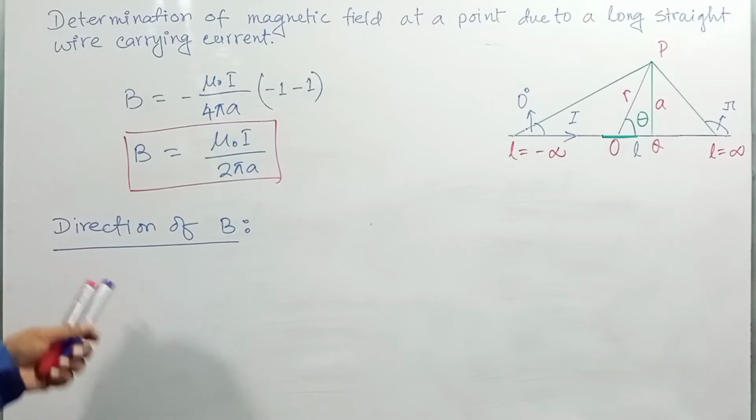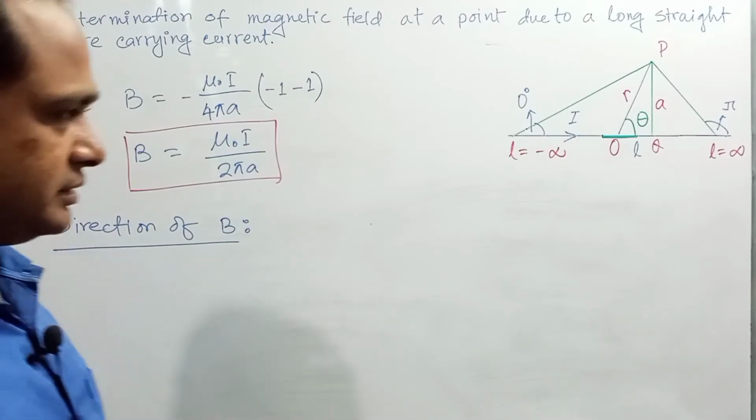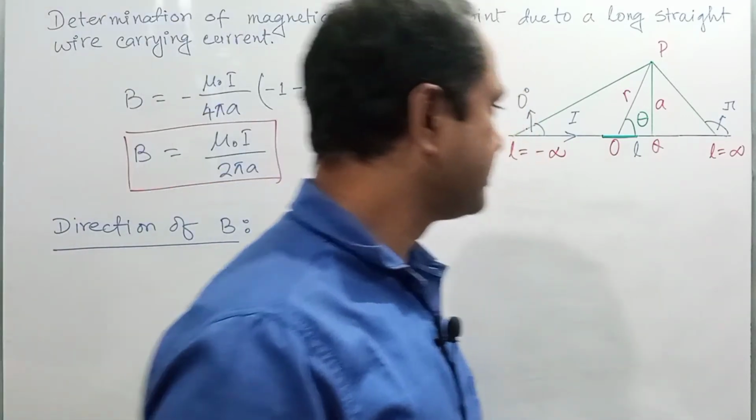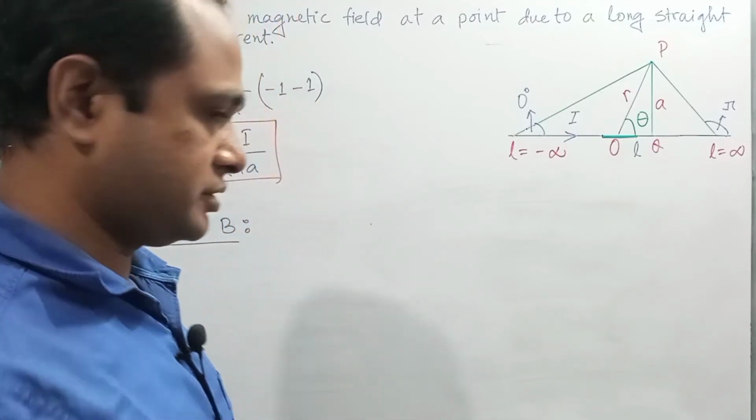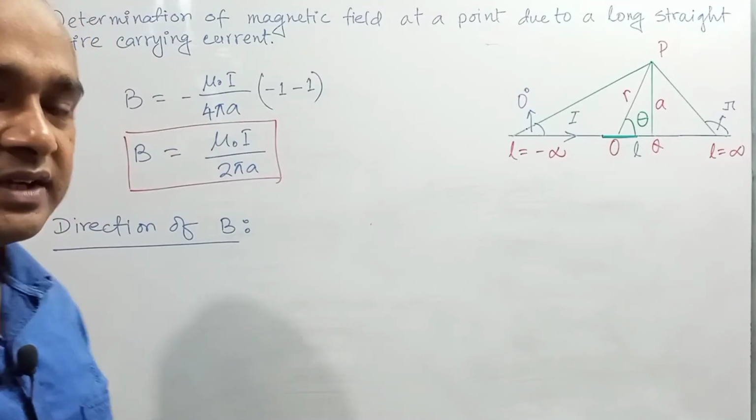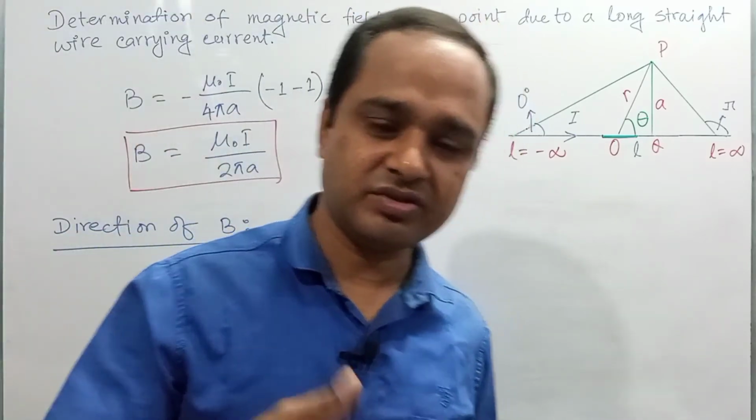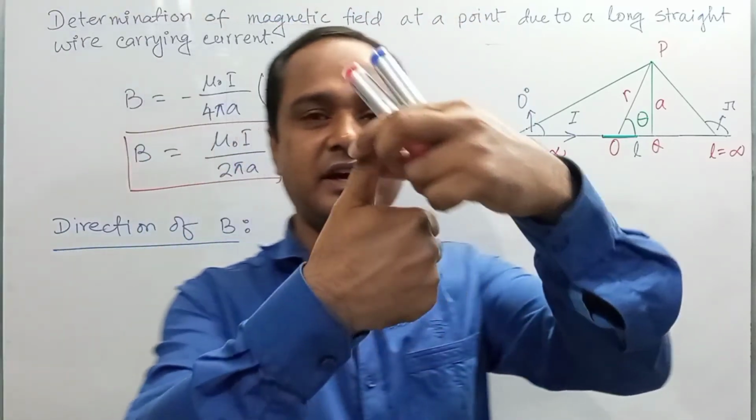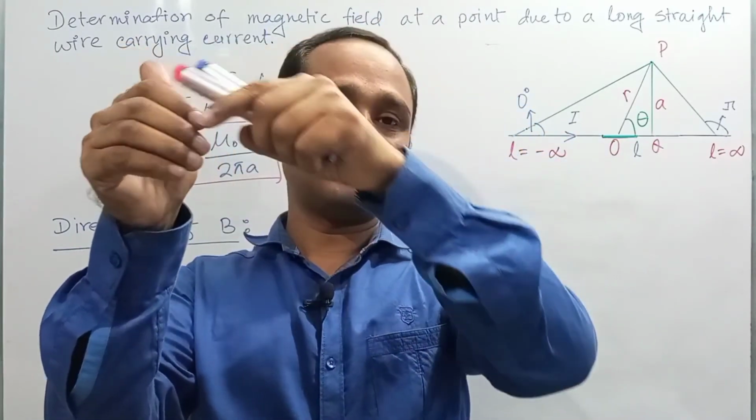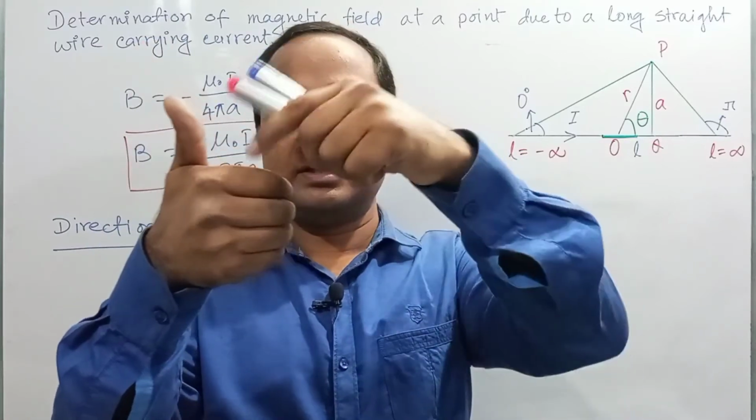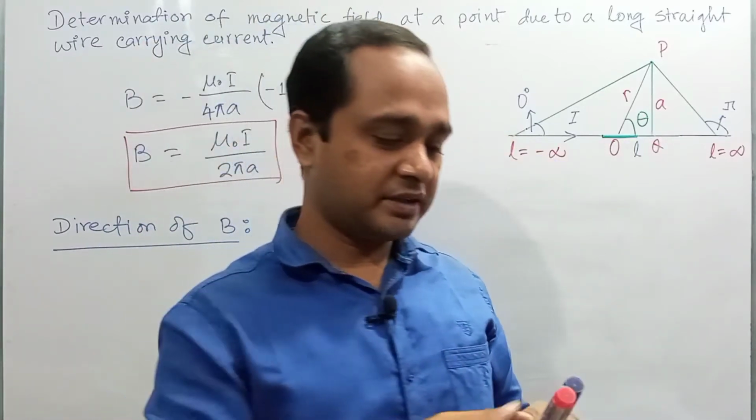Now we can see the direction of B produced due to the flow of current in a conductor. We can describe it by Fleming's right hand rule. Dear student, if the thumb indicates the direction of current, then the curled fingers indicate the direction of the magnetic field.